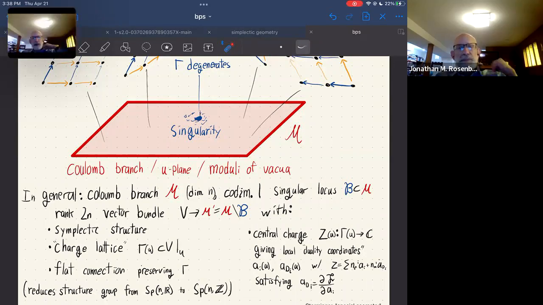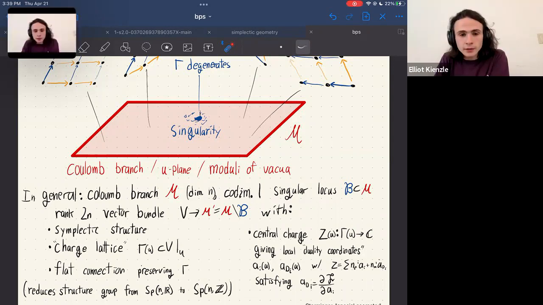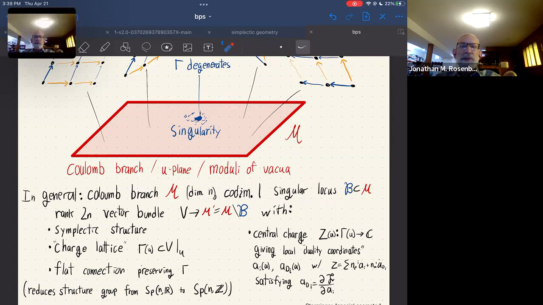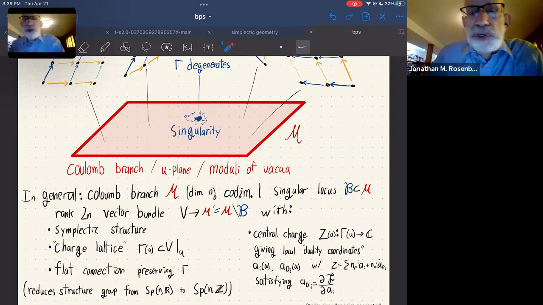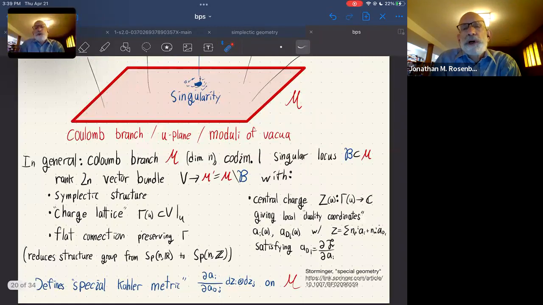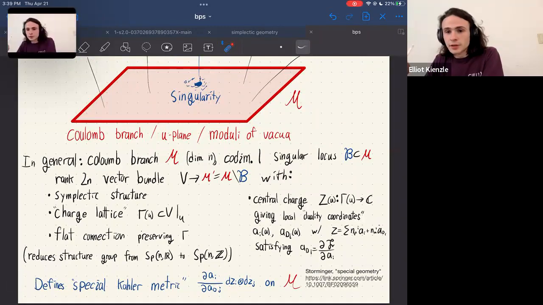Is this M assumed to be a complex manifold? I mean, the case you had was a one-dimensional complex manifold. Yeah, usually it's complex. It's always complex. So codimension 1 means complex codimension 1. Complex codimension. So this is what the picture usually looks like.